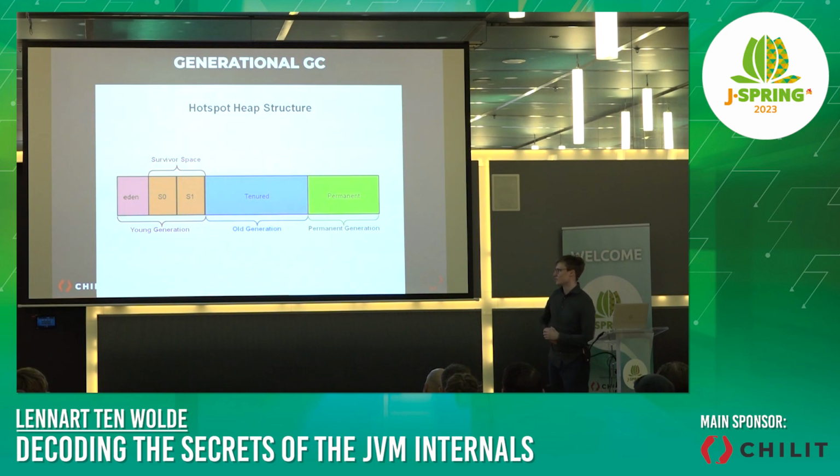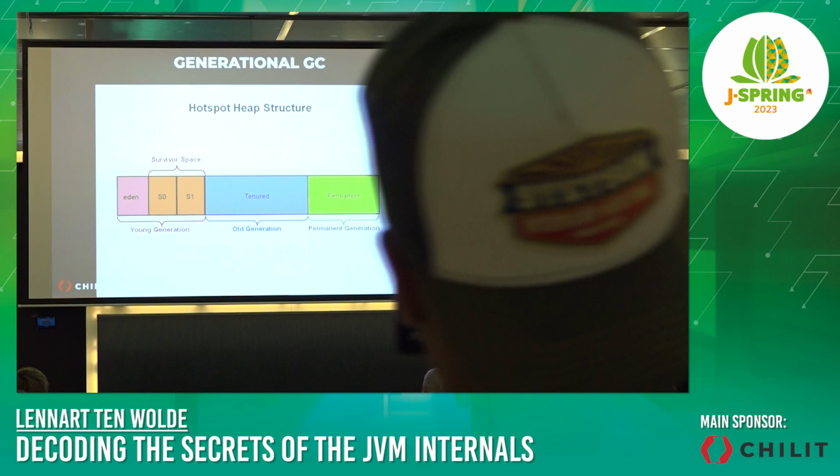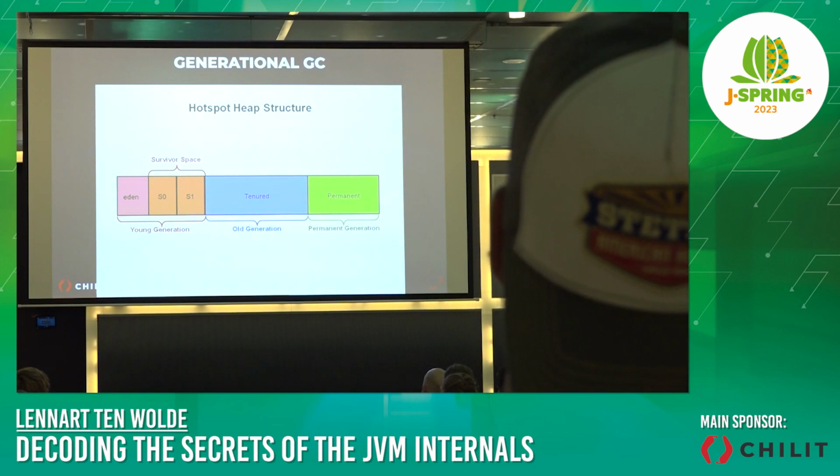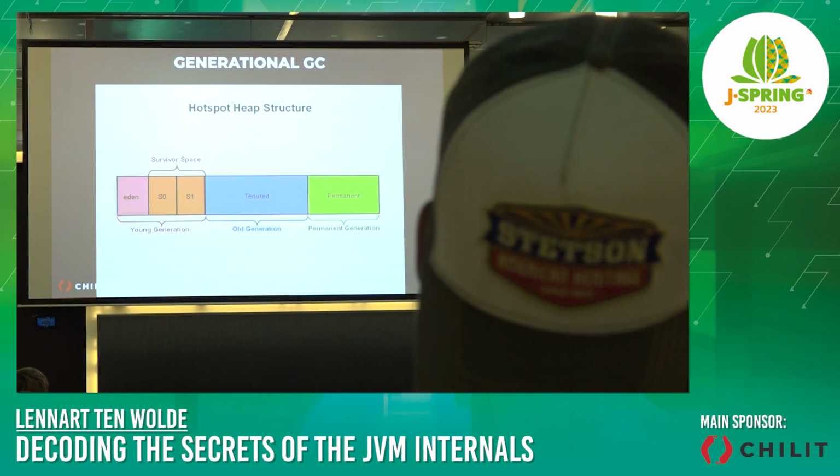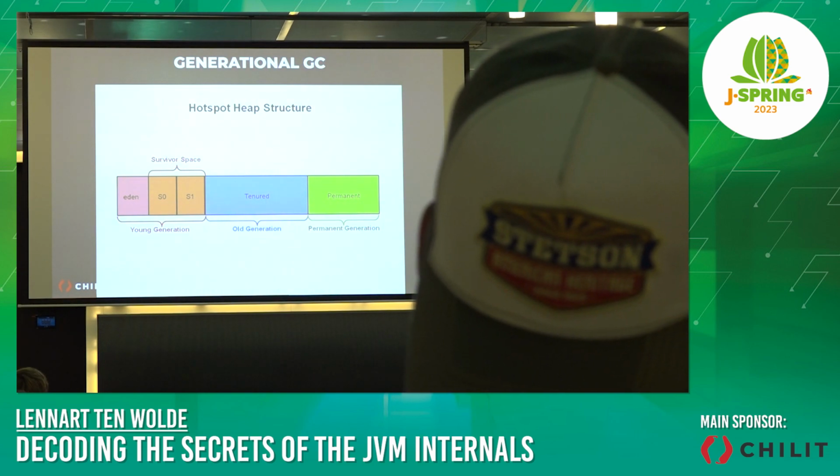So when a new object is created, it goes into Eden space, which is the place for new objects. And then if a garbage collection cycle runs and it's still considered live because it's still used, it's moved to survivor space. And it stays in there until it's survived 7 consecutive cycles by default. And at that point, it's considered old.